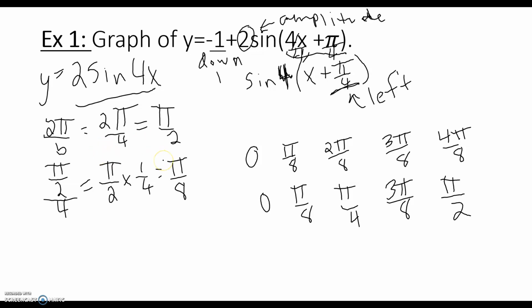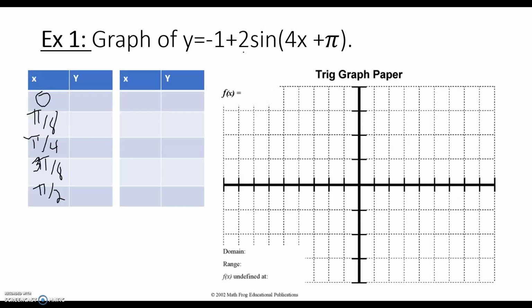And so my y values will change by 2. Remember, in the original graph of sine, your sine of 0 is 0. Your sine of pi over 2 is 1. And then you're back at 0. Then you're at -1. Then you're back at 0. Well, you will have all those same values, except since the amplitude changes to 2, then your 1s will change to 2 and your -1s will change to -2.